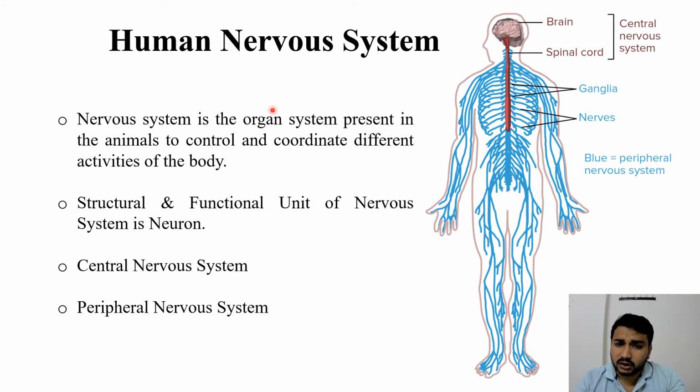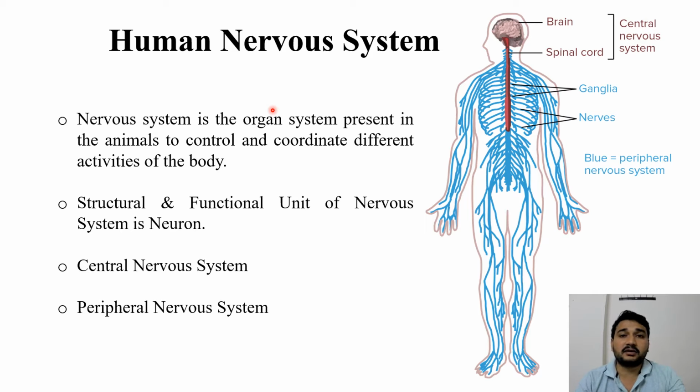The human nervous system is the organ system present in animals and humans that controls the coordination of the different activities a human being or animal does, like visualizing things, audition, which is listening, speech, and memorizing things. All these things are controlled with the help of the nervous system. The structural and functional unit of the nervous system, in humans or any other animal, is called the neuron. We will see neurons in detail in the next slides.